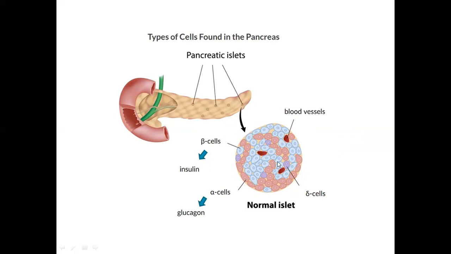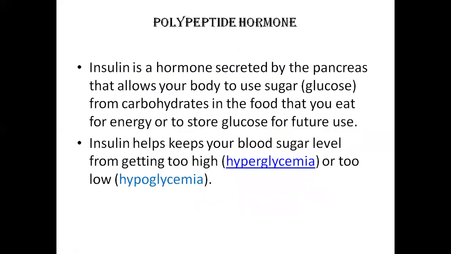The beta cells that are found in this Langerhans islet are responsible for the secretion of insulin, and the alpha cells are responsible for the secretion of glucagon. Then we have normal blood vessels. So coming to insulin, insulin is a hormone secreted by the pancreas that allows your body to use sugar, glucose from carbohydrates in the food that you eat for energy or to store glucose for future use.